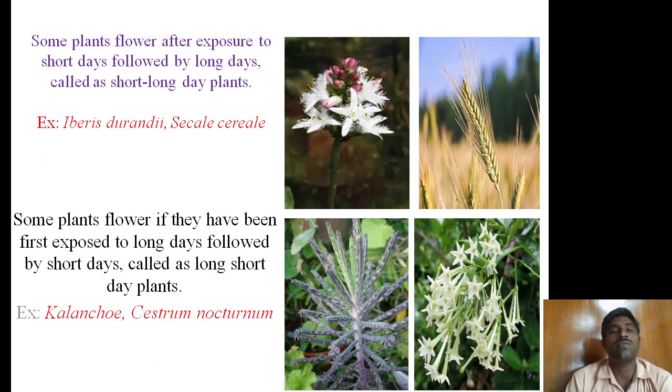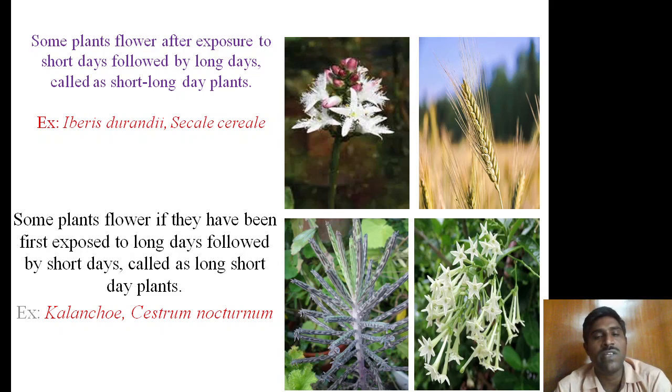Next, some plants flower after exposure to short days followed by long days, generally called short-long day plants. That means flowering requires short days that should be followed by long days. These plants are called short-long day plants. Examples are Iberis and Durandii.